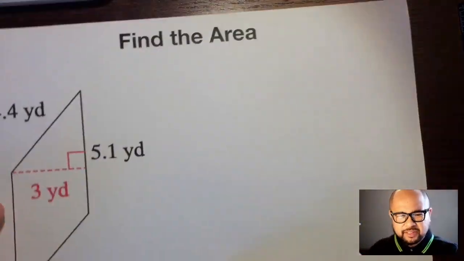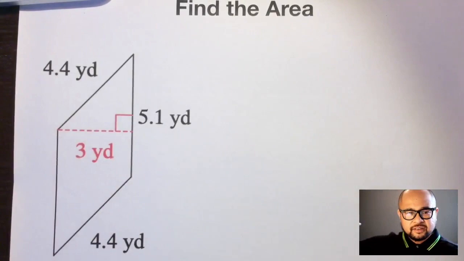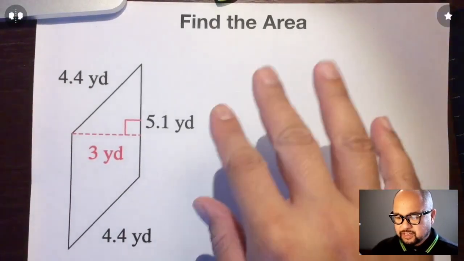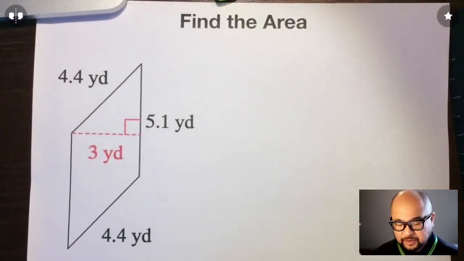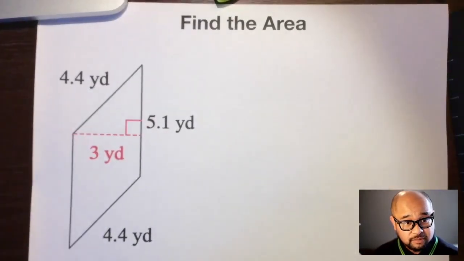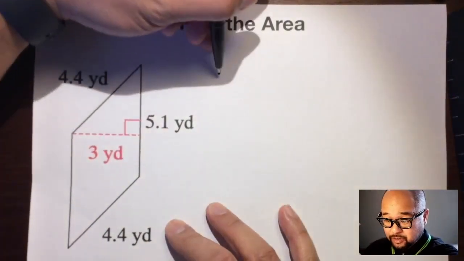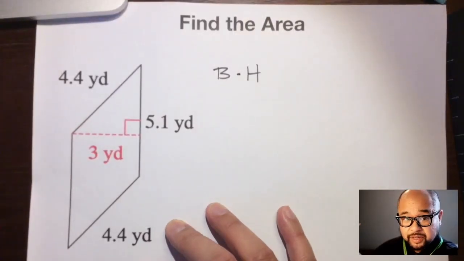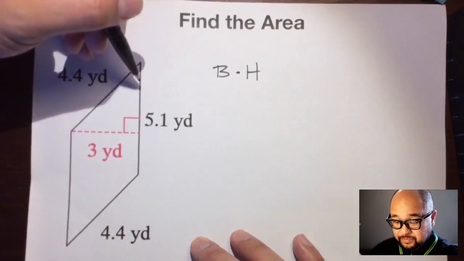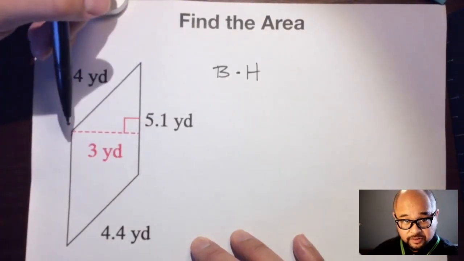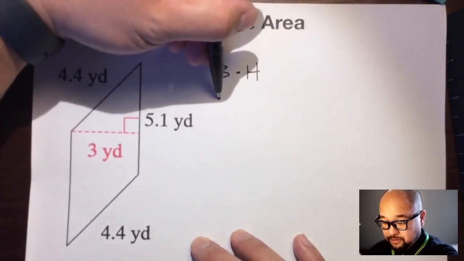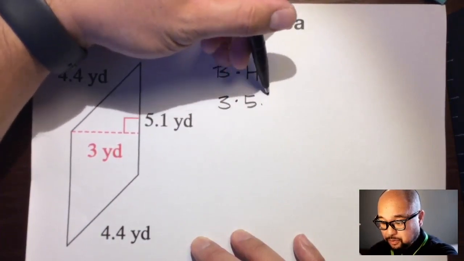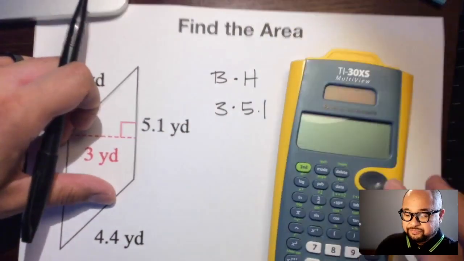So let's grab our calculators and let's find the area of some parallelograms. Not so complicated when you know that it's the same area as a rectangle. So find the area of this parallelogram. So there's a bunch of numbers. Which numbers are we going to use? Remember, area of a parallelogram is base times height. Let's identify which ones are base and which ones are height. Well, this 5.1 is perpendicular to the 3, so there we go. We have 3 times 5.1, and yeah, decimals.